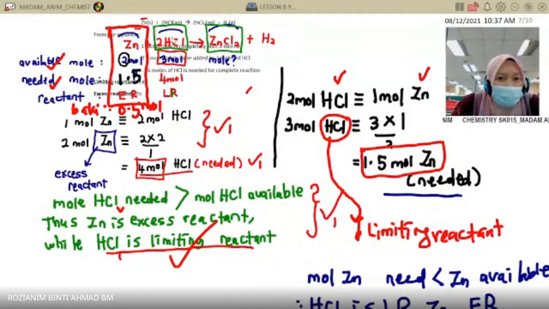sahaja. So kalau limiting reactant dia habis guna, nampak tak? Dia tak bolehlah 3 tolak 4, dia akan jadi negatif. Mana boleh pinjam kedai lain dan buat burger? Faham? Itu soalan ini lah.